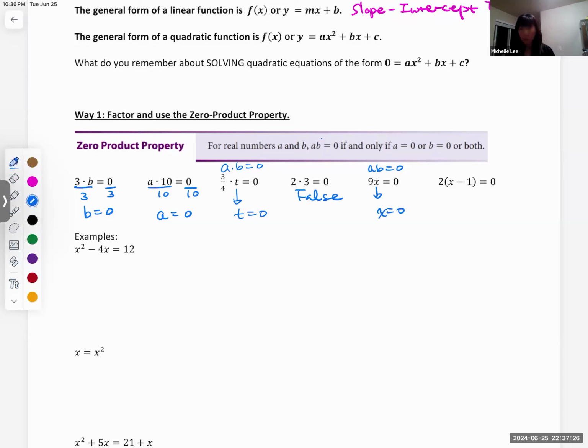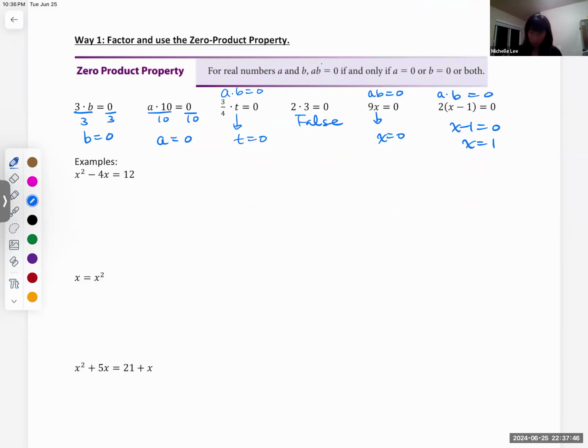And we have 2 times x minus 1 equals 0. That means we don't have x here, so we can just take a times b equals 0. So b, which is x minus 1, equals 0. So x equals 1, right?